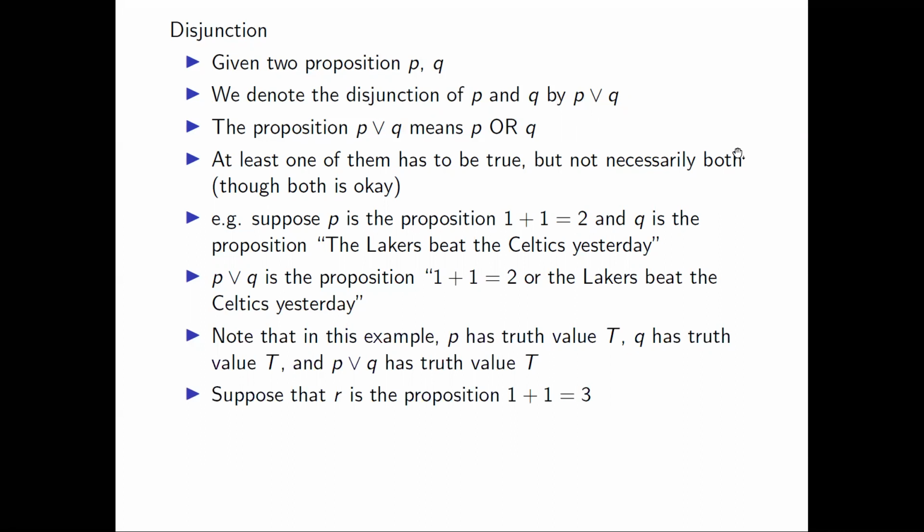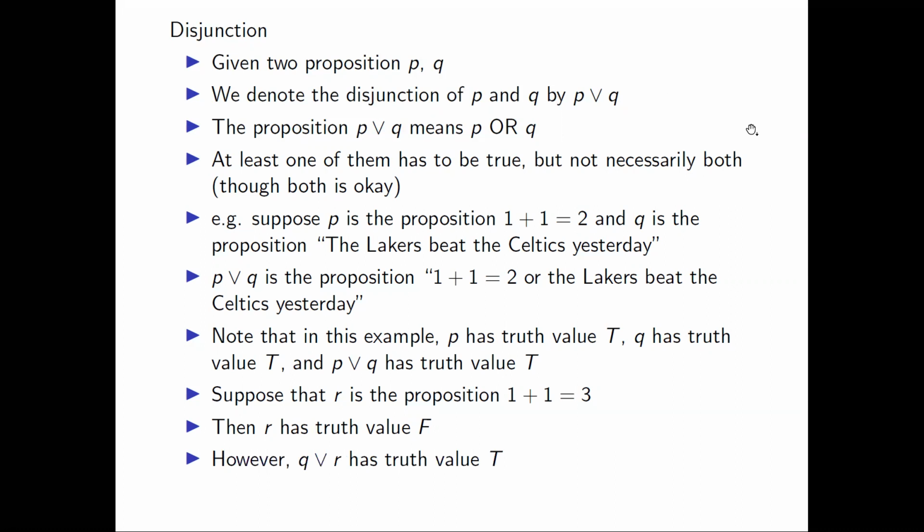So we'll consider another example now. Suppose that R is the proposition 1 plus 1 equals 3. And recall that we observed on the last slide that R has truth value of false, which is denoted F, and that's because 1 plus 1 is not equal to 3.